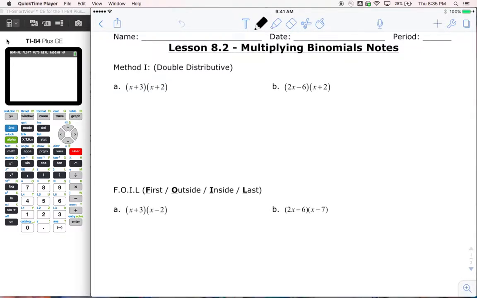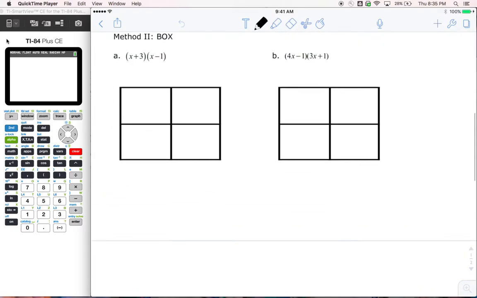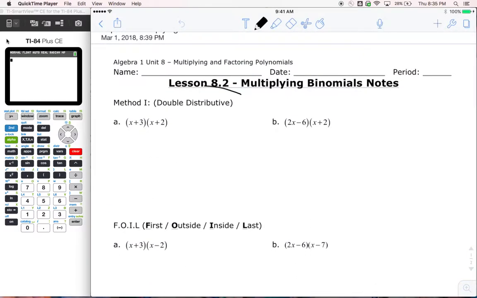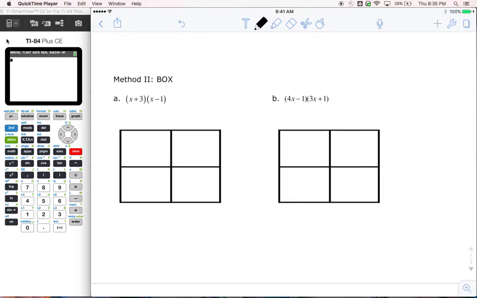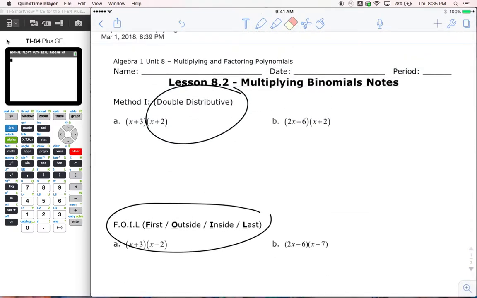Lesson 8.2, Multiplying Binomials. So today we're going to talk about kind of a different kind of distribution, and I'm going to show you three different methods. We've got traditional distribution, then distribution we call FOIL, and then another method which you guys may have seen before in biology. It's called the box method, and it's really similar to biology's Punnett squares.